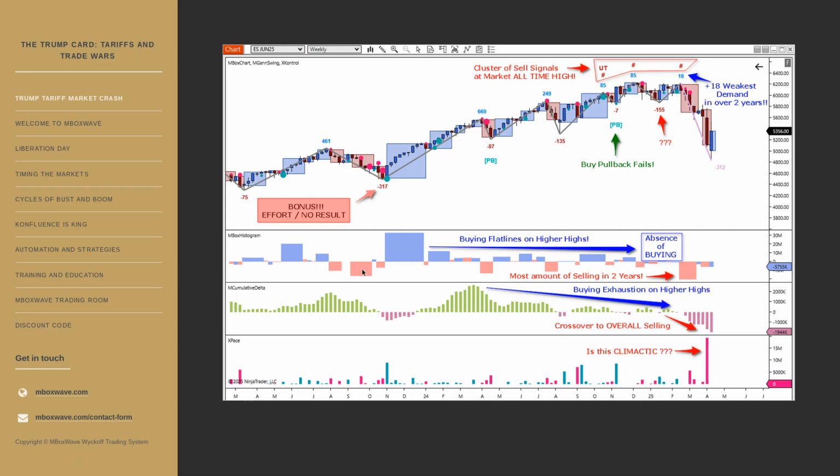So we can see that in the MBox histogram here, comparing the selling block with this box price moving down, and then we had in the wave the minus 317 effort, no result, and that caused the price to propel back up. So that's kind of the bonus here in the subtle analysis.